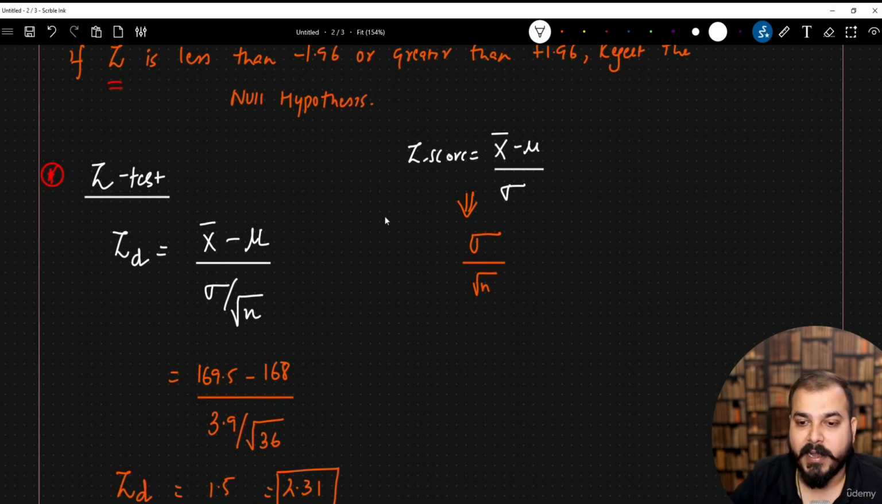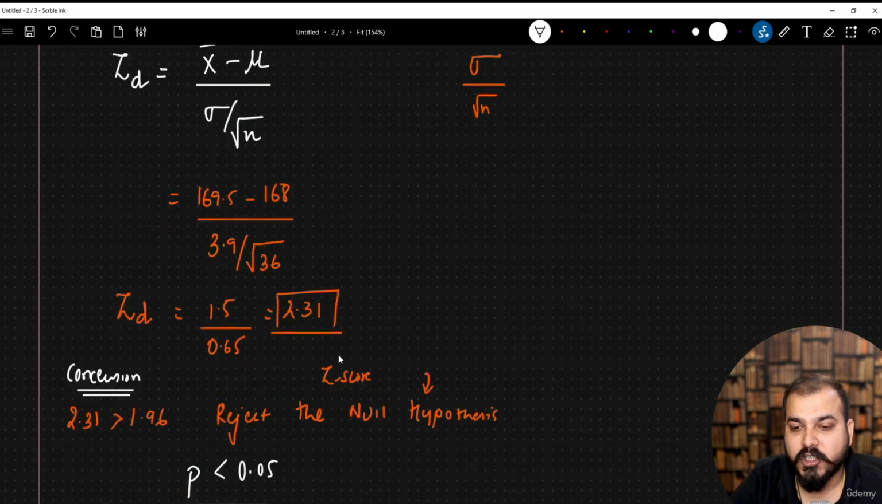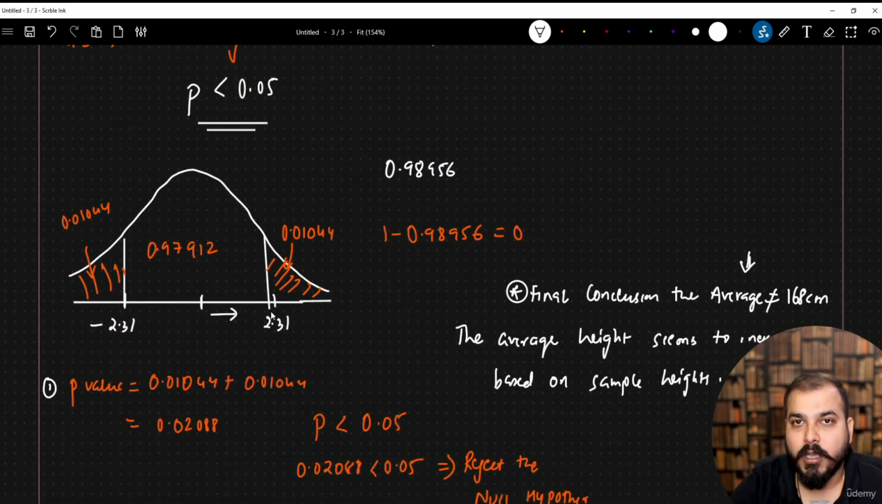This is the formula that I have applied. I got 2.31 as my standard deviation, and based on this, we calculated our p-value. P-value is nothing but the area under this and the area under this. We are summing it up, and if the sum is less than or equal to 0.05, we will say that we are rejecting the null hypothesis. If my p-value was greater than 0.05, we say that we fail to reject the null hypothesis. At that point, we could say that the mean is 168 centimeters.